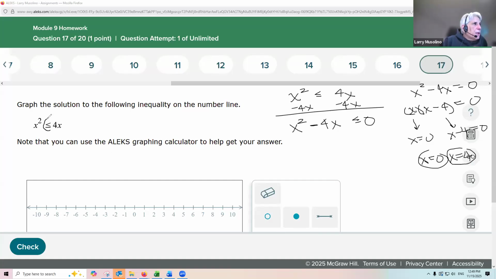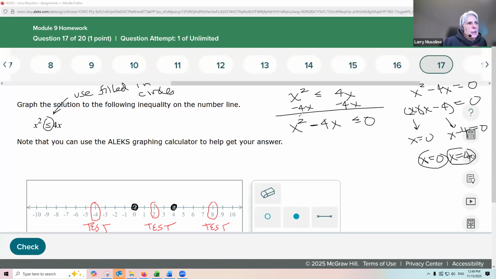Now, this is a less than or equal to symbol, so I'm going to use a filled-in circle here on the number line. If it was just a less than symbol, I'd be using empty circles. So I'm going to mark x equals 0 and x equals 4. And again, I'm going to pick some test points. I'm going to pick x equals negative 4 as my test point here. I'll pick x equals 2 as my test point here, and x equals 8 as my test point here. Of course, you can pick any numbers you want in each one of these intervals.